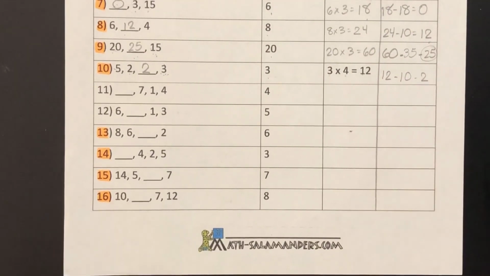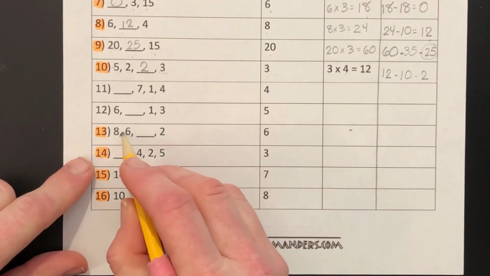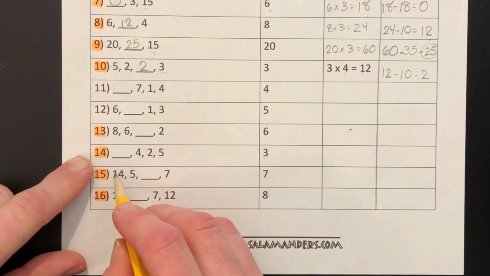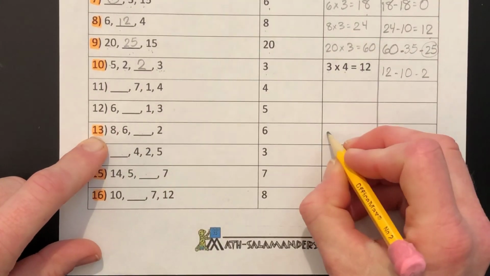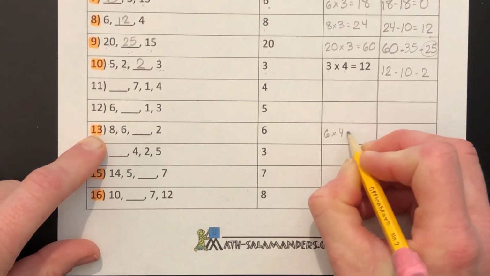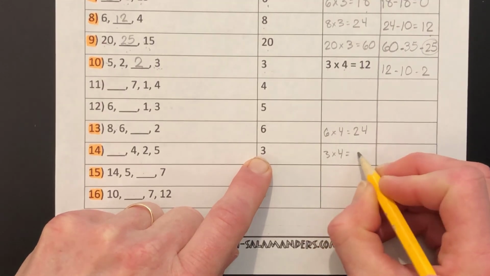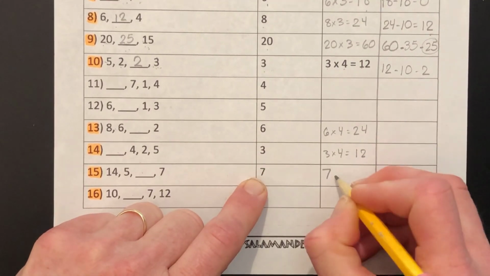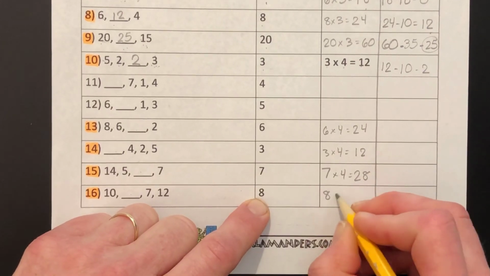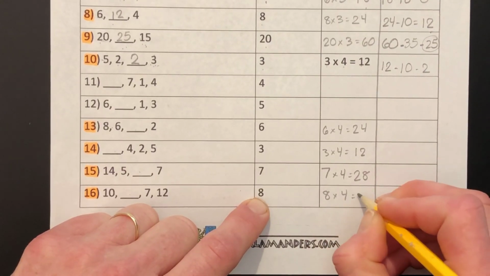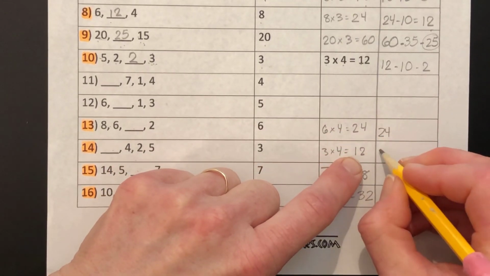13, I hope that you're getting this. These all have 4 numbers. So just for time, I'm going to do 6 times 4 is 24. 3 times 4 numbers is 12. 7 times 4 numbers is 28. And 8 times 4 numbers is 32. I know that each time I start, these are the number of points that I need to have.